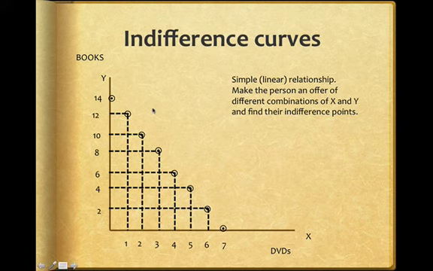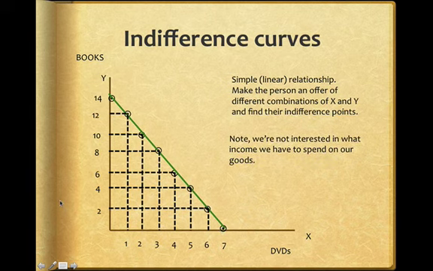So somebody may be indifferent between 14 books here and 0 DVDs, or, as we've just thrown in the diagram there, the line here to show what's going on, 10 books and 2 DVDs, 4 books and 5 DVDs, or a combination of 6 DVDs and no books, right? Now, we're not looking at what income this person's got available. We're just asking, what would you choose?